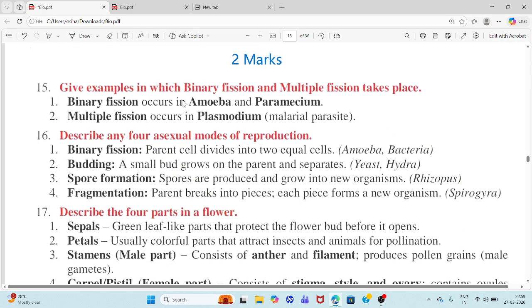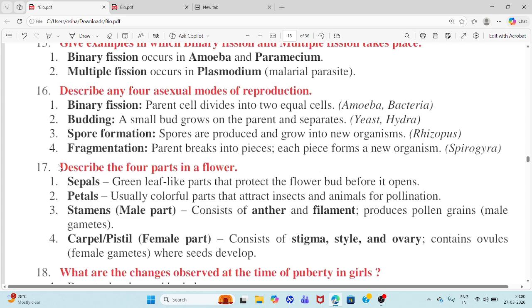15th question: give examples in which binary fission and multifission take place. Binary fission occurs in amoeba and paramecium. Multifission occurs in plasmodium. 16th question: describe any four asexual modes of reproduction. Binary fission, budding, spore formation, fragmentation. And you can learn more about these modes here.